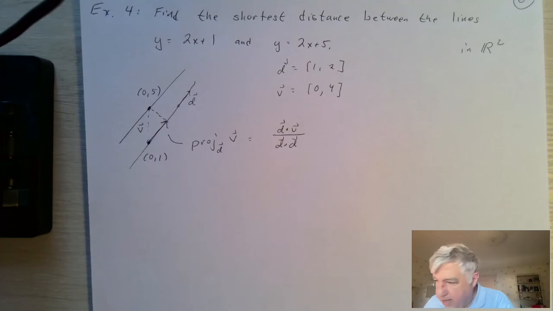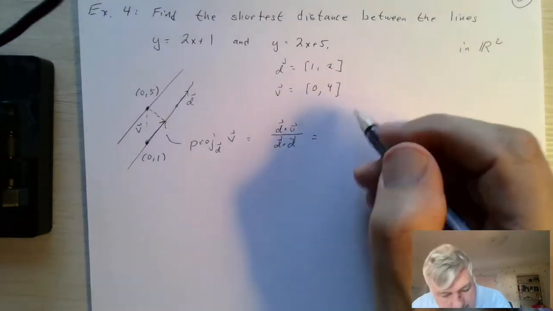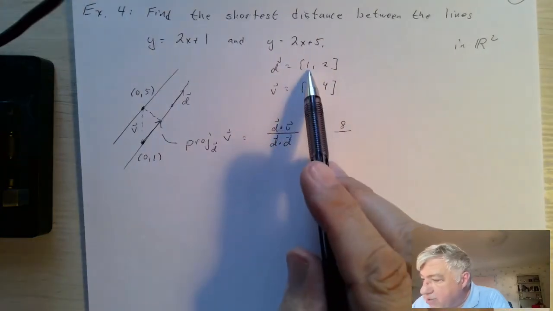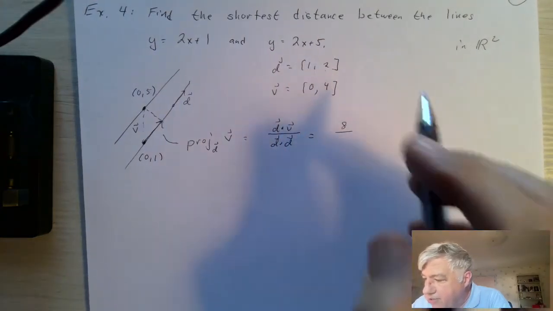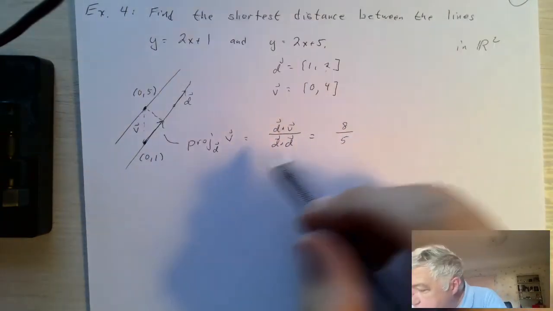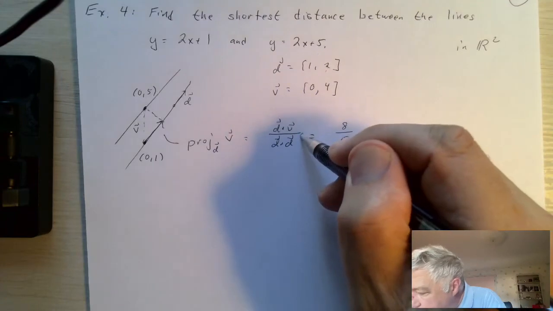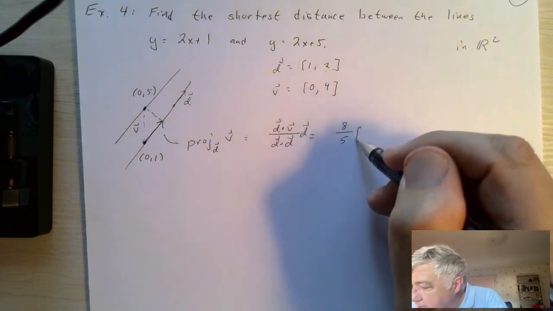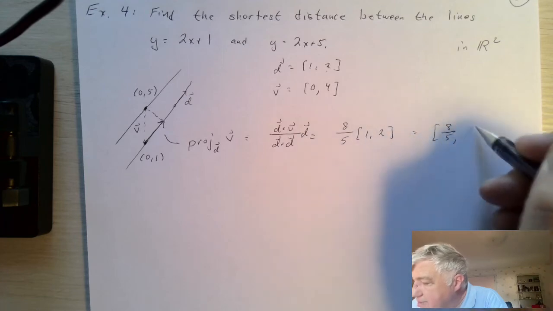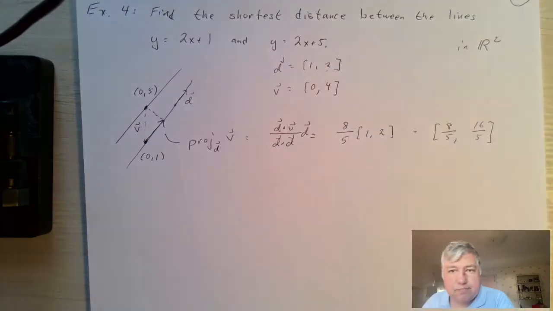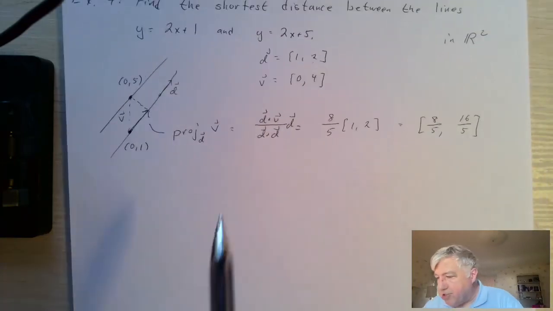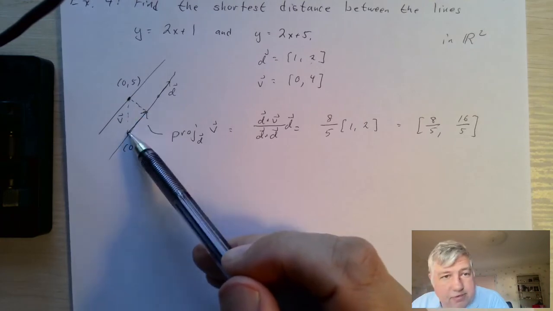Okay, so in this case, the dot product here is 8. The dot product here is 1 squared plus 2 squared, that's 5. Okay, so it's 8/5 times, and of course we have to multiply this by d. So d is 1, 2. So this is going to be 8/5, 16/5. Okay, so that's the projection. That's this distance right here.